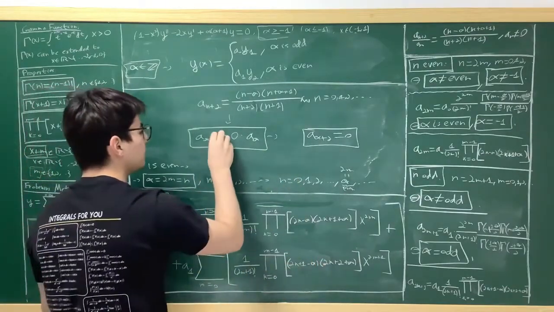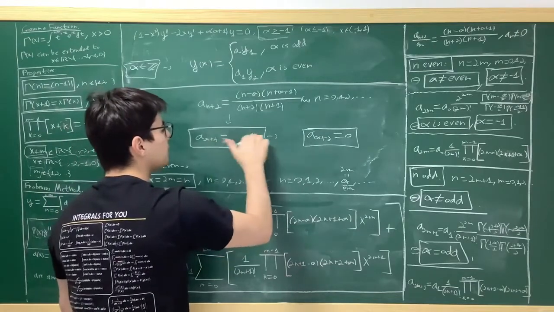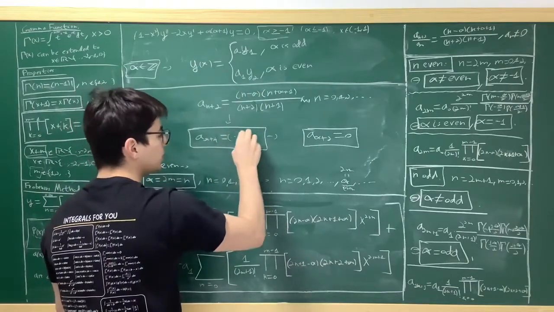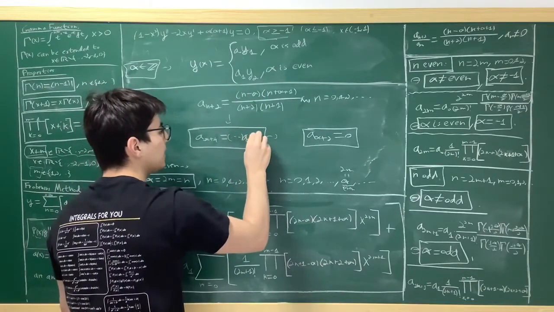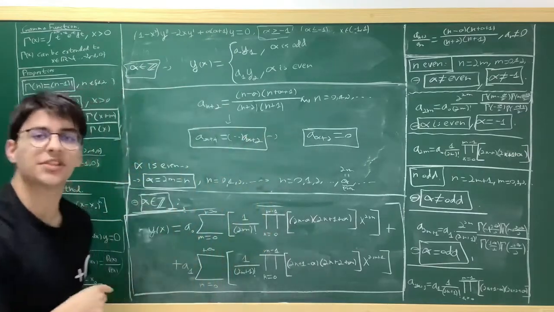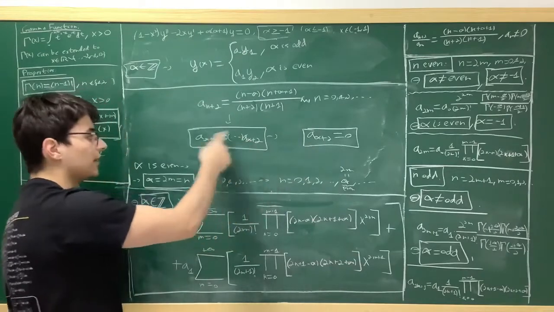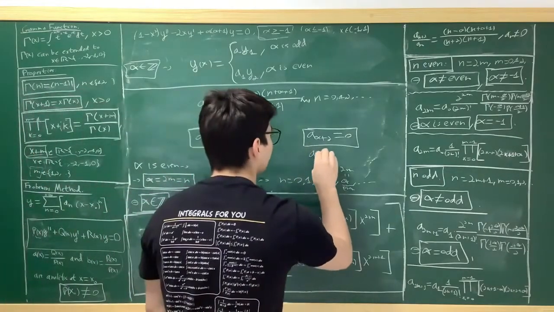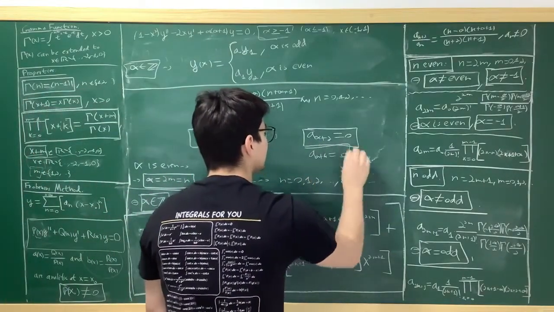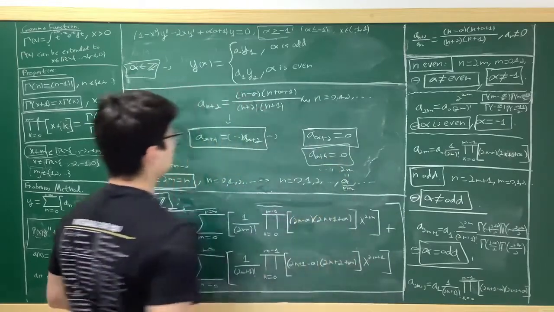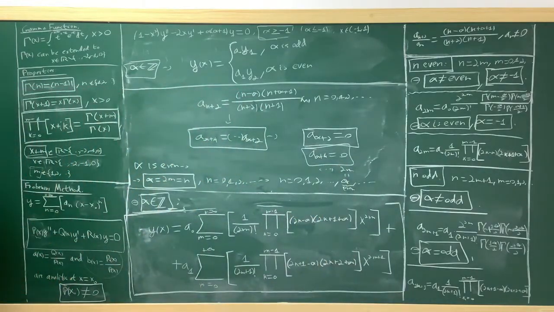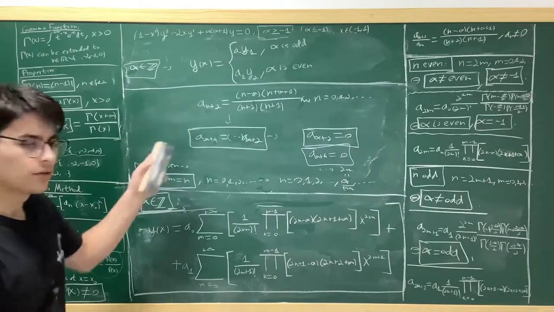So a_(alpha+4) would be given by this expression, which is not 0 really, and a_(alpha+2), which is the previous even term. This is 0, so this will also be 0. If we keep on going, we actually get that all of the following terms are 0. So what does this mean?